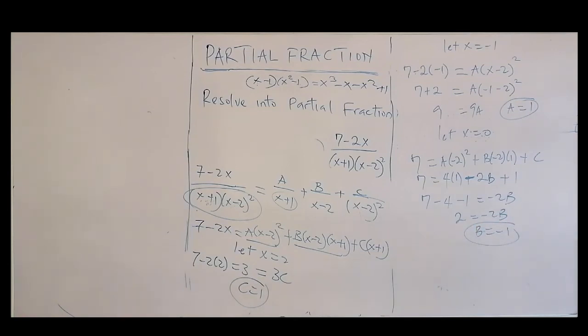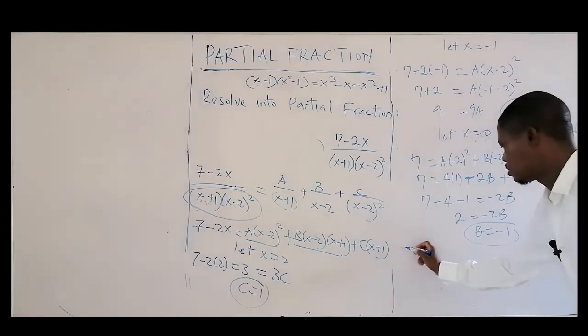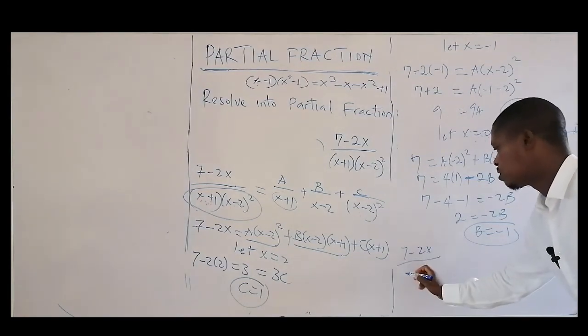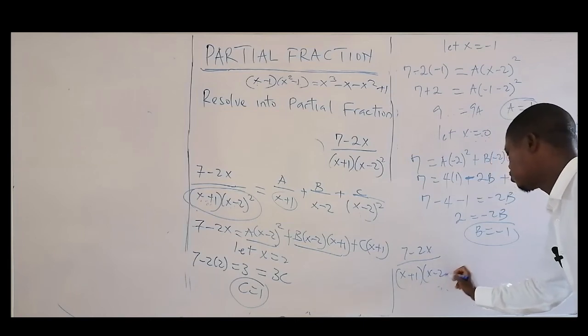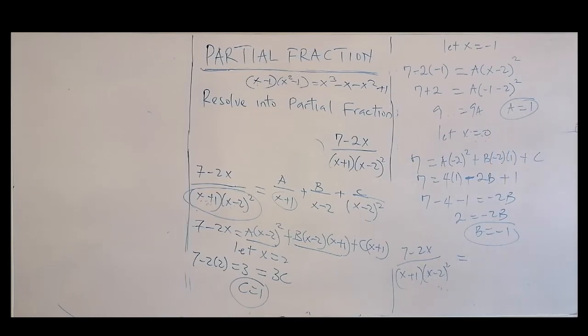So the final answer will just be equal to 7 minus 2x all over x plus 1 into bracket x minus 2 all squared, equal to, my a is what? My a is 1. My b is what? Minus 1. So to change it to minus here, 1 over x minus 2. Then plus c is what? 1 over x minus 2 all squared. So let's start on that.